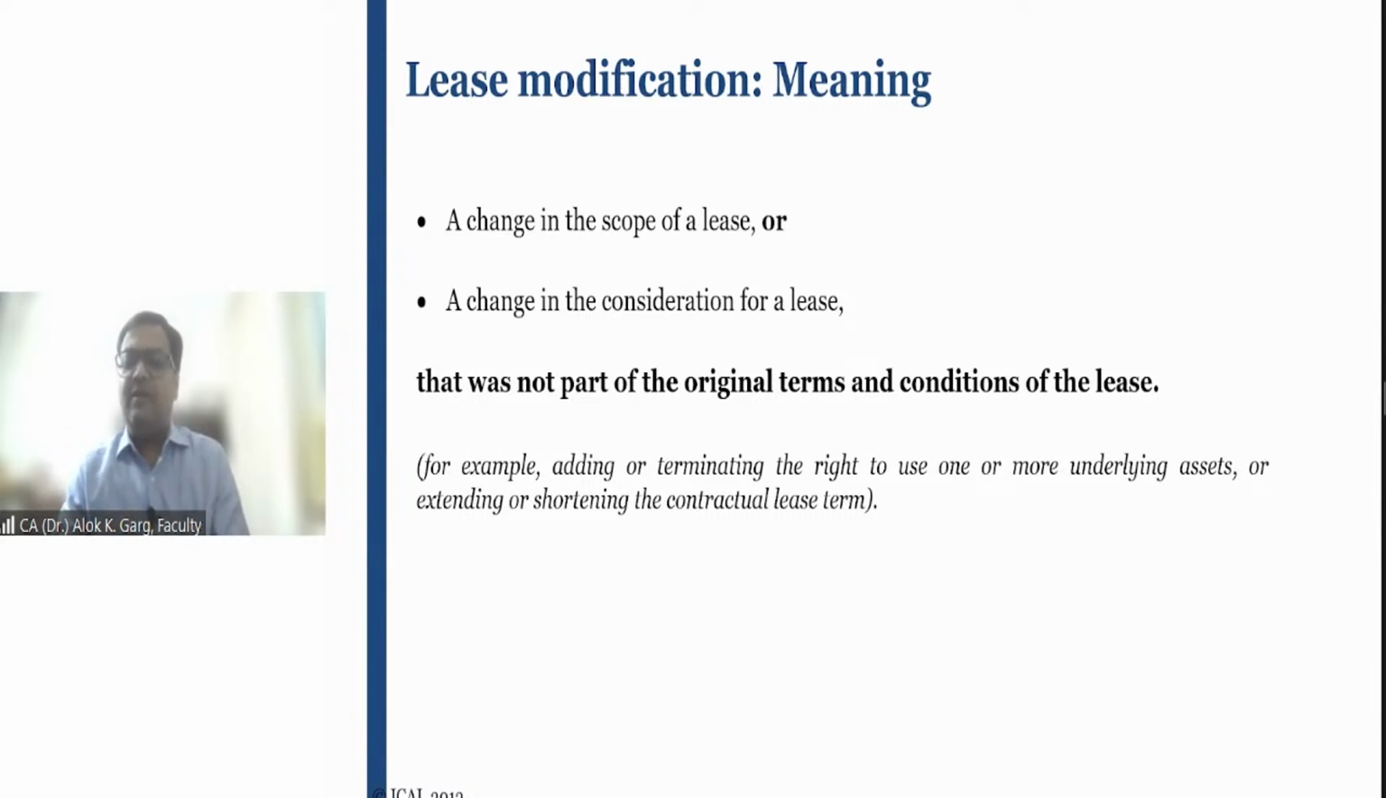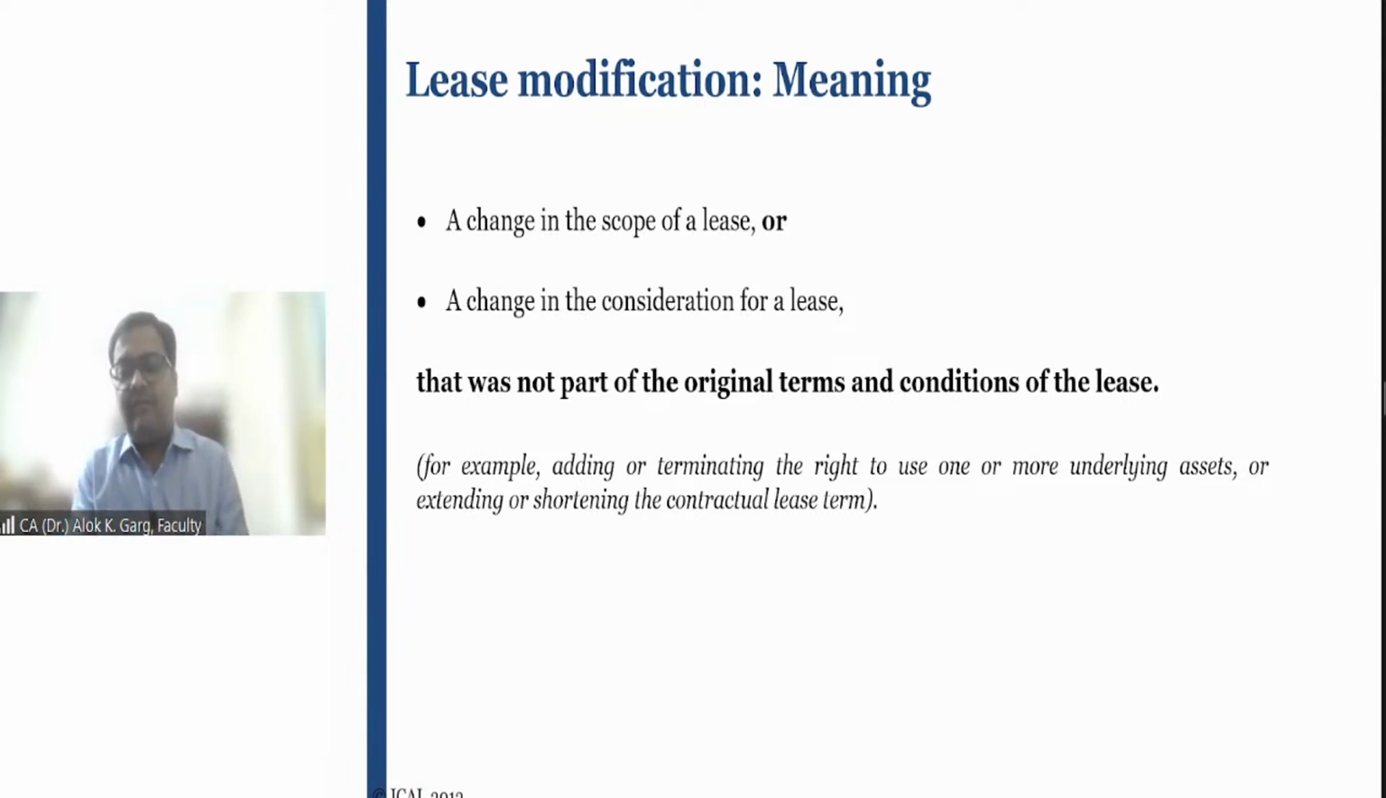So the lessor has said that if you want to move out of this space, if you want to vacate this building, I'm okay. Otherwise, you have to increase the rental by at least 25%. This 25% was not factored in, not foreseen at the time of entering into the agreement.